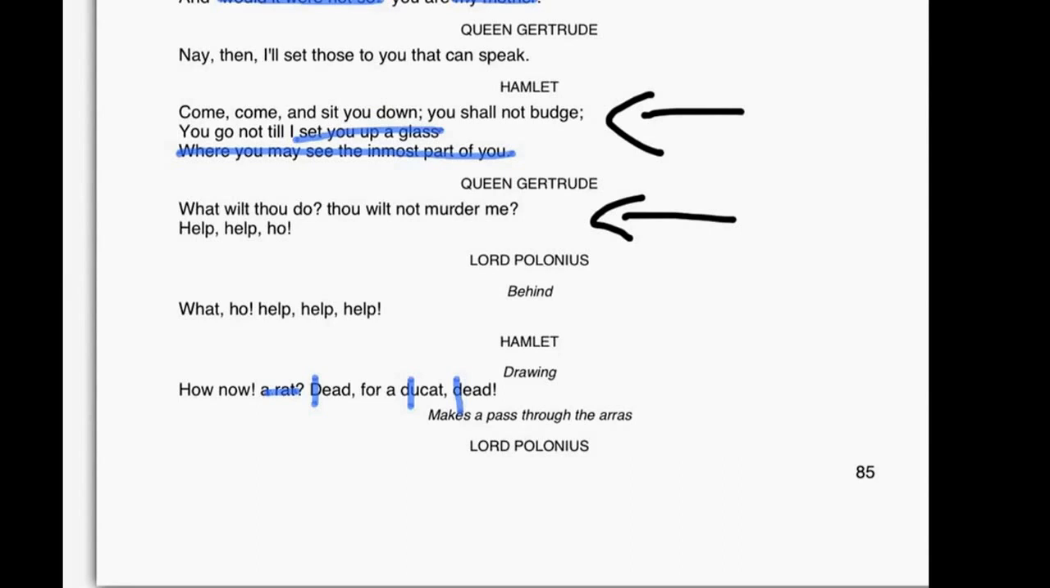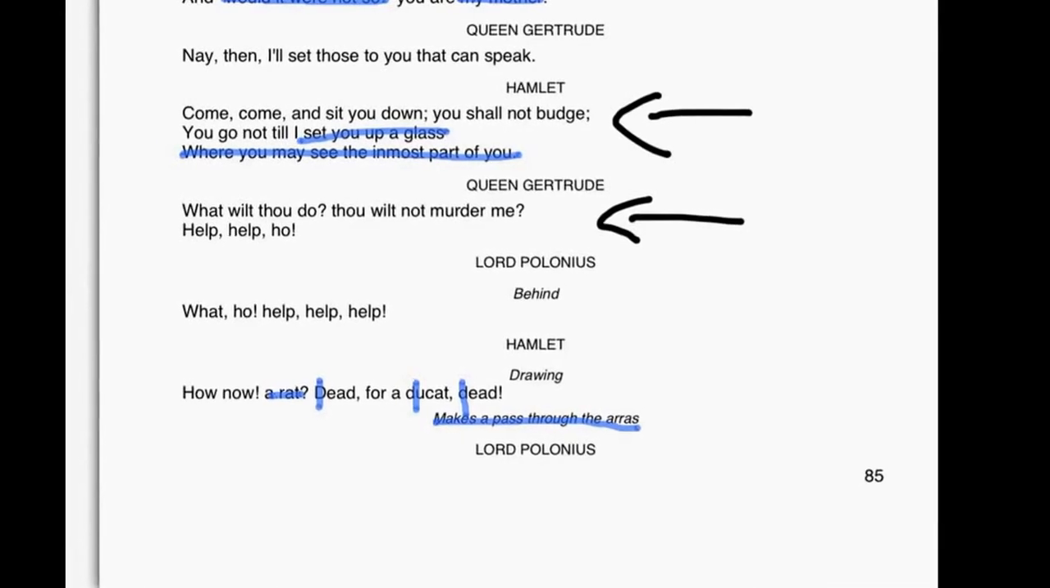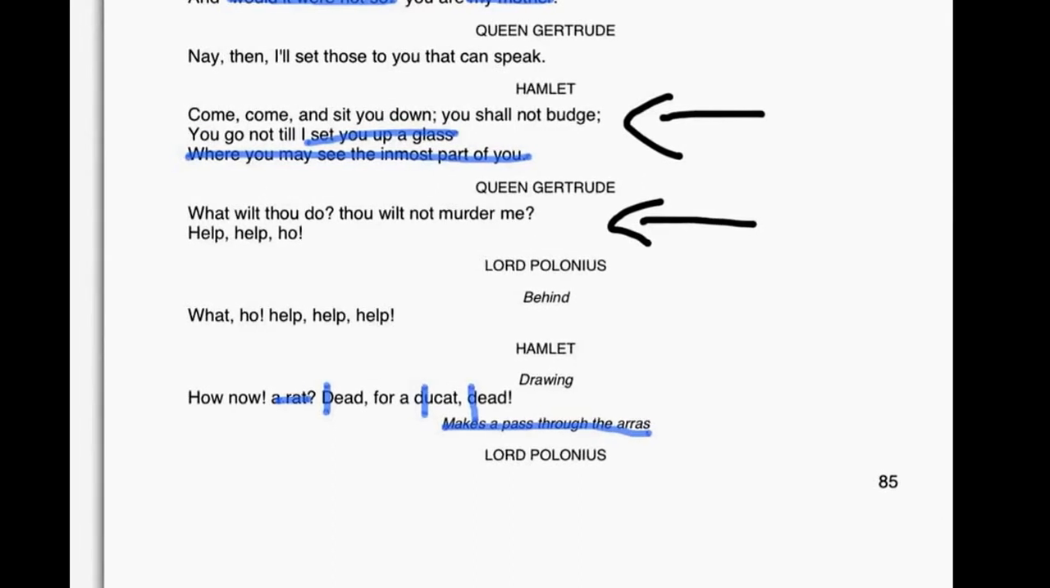So the significance of that stage direction: he makes a pass through the arras. He can't see Polonius, so it becomes quite clear in the next page as well that he definitely thinks that was Claudius that he was killing. He didn't mean to kill Polonius.